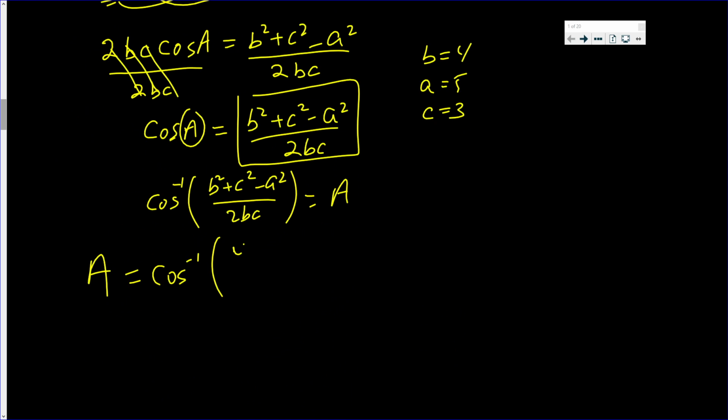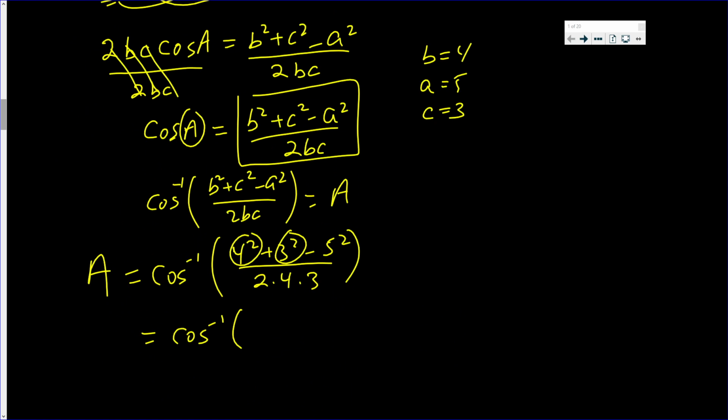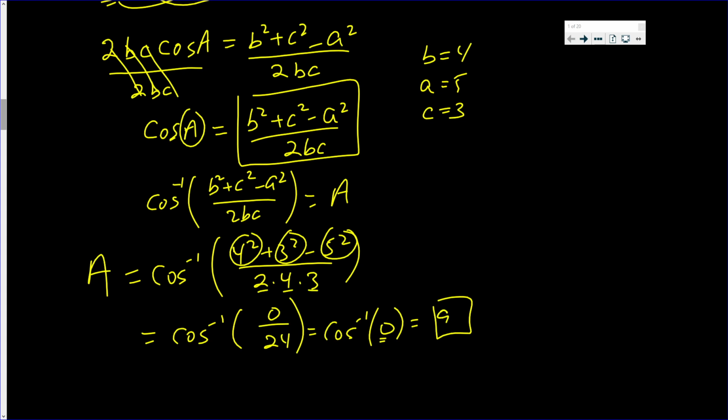Okay, so you get 4 squared plus 3 squared minus 5 squared over 2 times b times c. This is cosine inverse of 16 plus 9, 25, minus 25 is 0. 2 times 4 is 8, times 3 is 24. But 0 over 24 is 0. And this is asking the cosine of what angle is 0. The answer is 90 degrees.